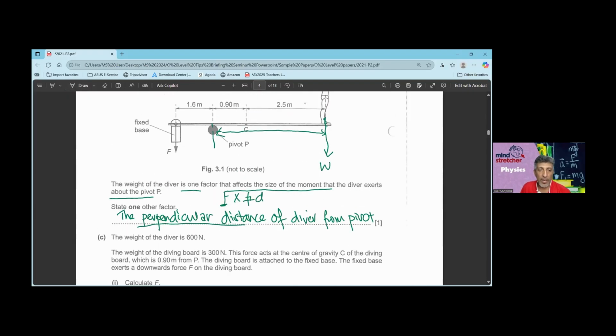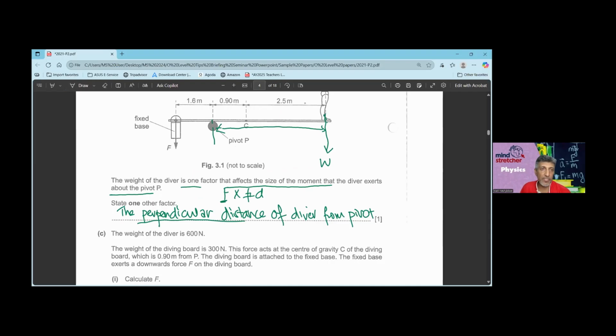Now, you look at this, right? You see the weight of the diver is 600 Newton. Okay, this is 600 Newton, guys. And they say that the weight of the diving board. Now, a lot of times, students forget that the beam or the board on which you're standing has a weight. So a lot of students tend to forget this and forget to consider this moment. So where does the weight act? The weight acts at the center of gravity. So this is 300 Newton.